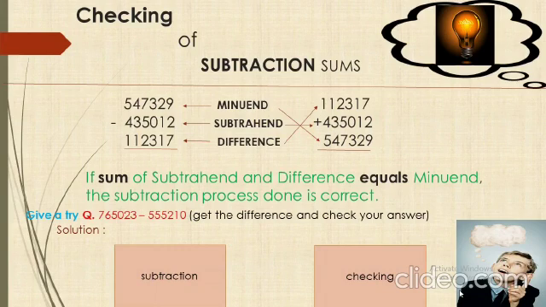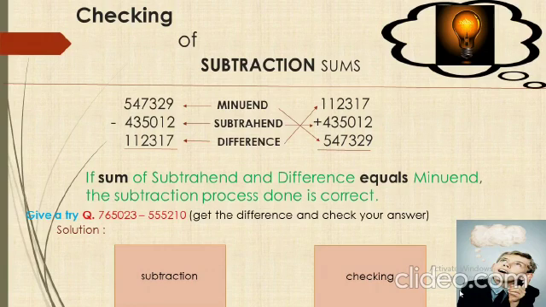If that sum equals the minuend, clap, clap, the subtraction process is correct. If it is not equal to the minuend, then you have to go back.